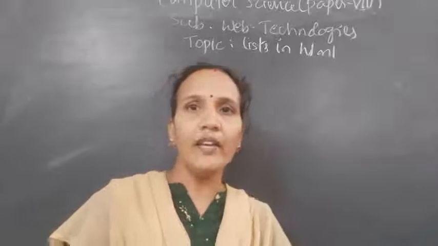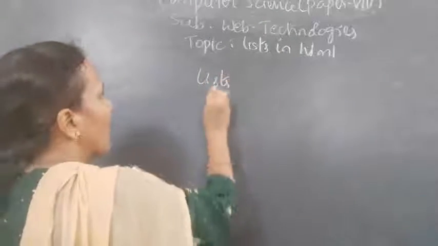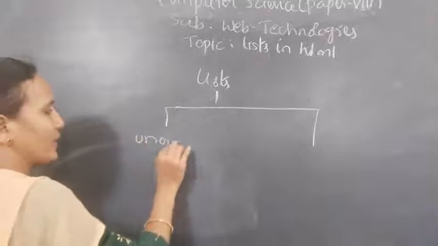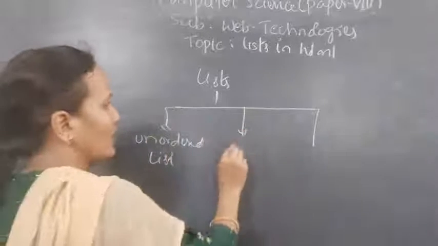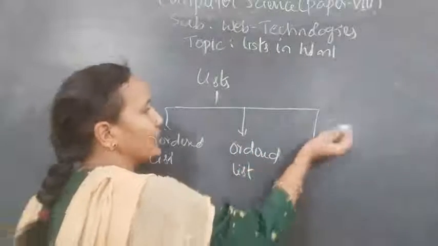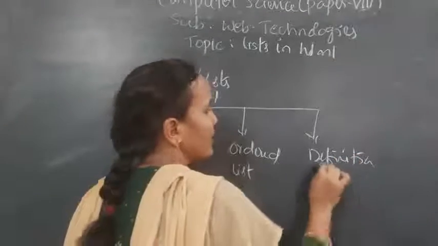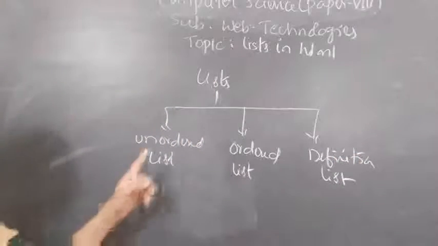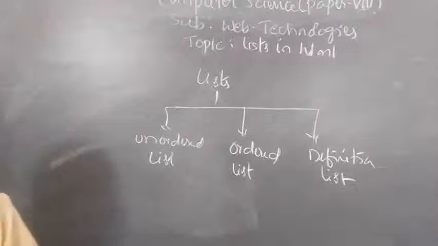Here we have three types of list. See, lists in HTML. How many types of list do we have? Unordered list, first one, unordered list, the second one is ordered list, and the third one is definition list. Okay, take a screenshot of this. How many types of list do we have? Three types: unordered, ordered, definition. Okay, three types of list we have.